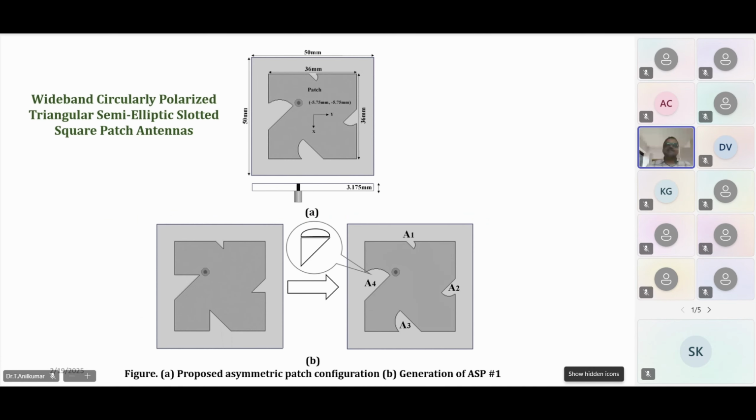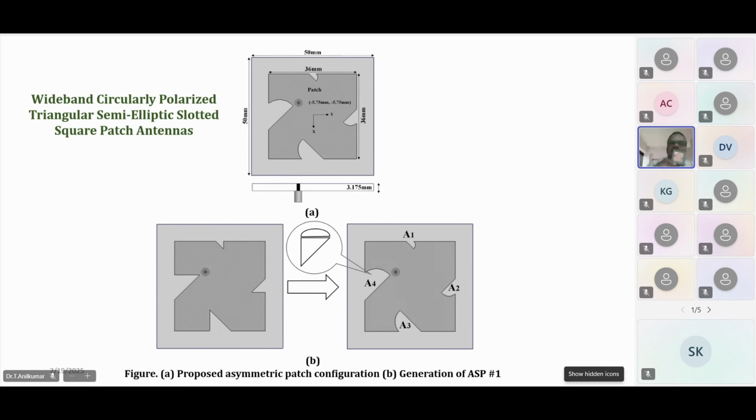So this is the basic operation of microstrip antennas and basics of circular polarization. Then let us get into the wideband circularly polarized antennas. That means circularly polarized microstrip antennas. So this is one of my structures that I have done in my work.